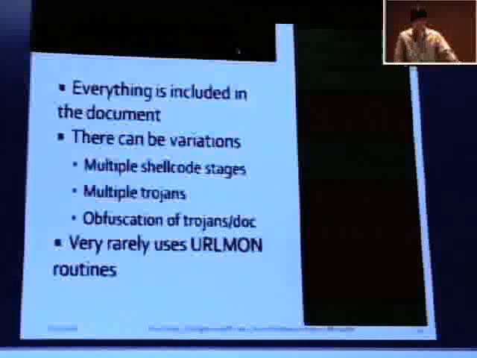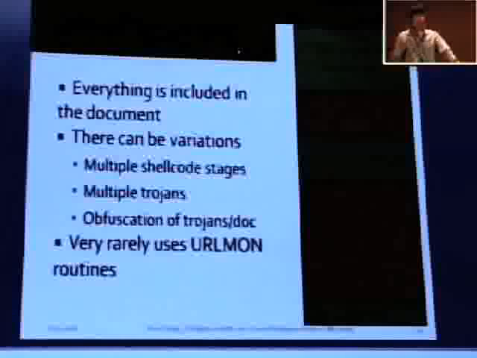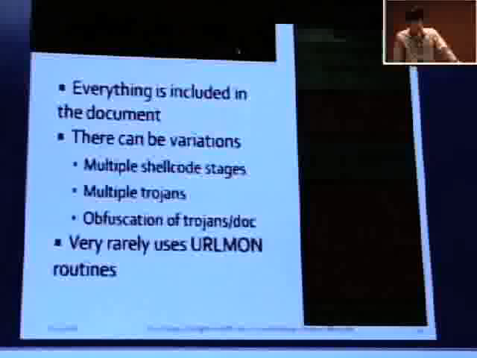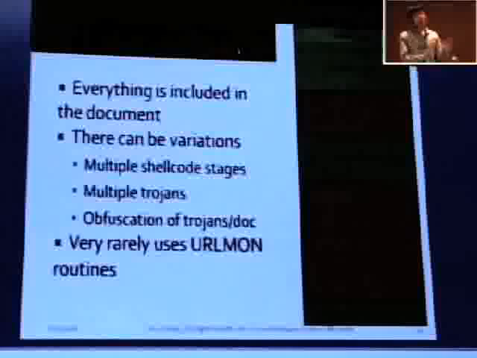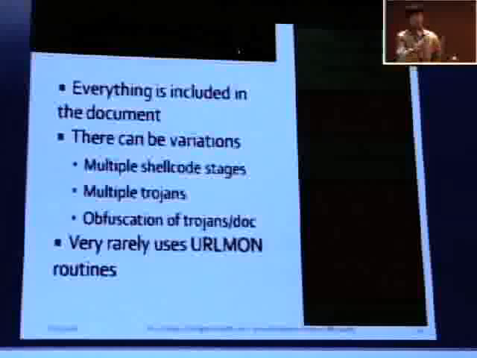Most of the time, you'll see that the clean document and the Trojan are obfuscated. So you can't just look in a hex header and say, oh, that's a PE header right there, and that's going to be my Trojan. It's not that easy. And they rarely use URLMon. Everything is inside one document. They don't ever call back home to download a new Trojan. The Trojan is always delivered along with the document.